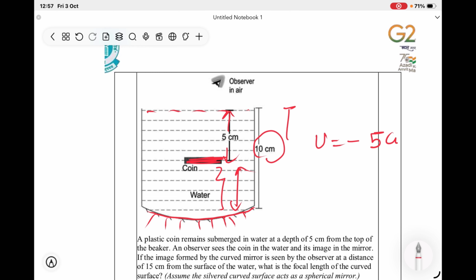So U is easy to calculate. Actually, I need to calculate the focal length of the mirror, so we can use the mirror formula. This much at least we all can do: 1 by F equals 1 by V plus 1 by U, and U we can substitute. The question depends upon V. Okay, we need to find out V.